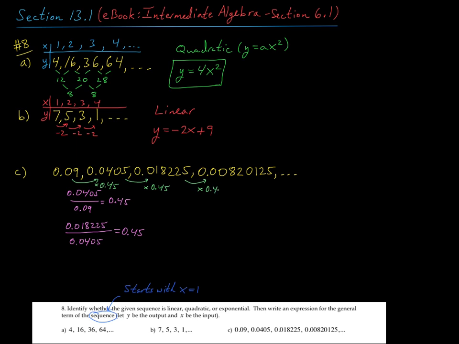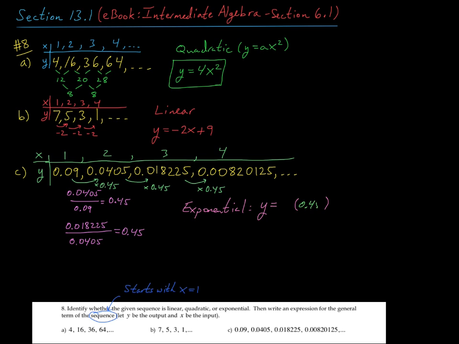Okay, so thinking about this now as a sequence, it starts off when x is 1, we get 0.09. When x is 2, you get 0.0405, so on and so forth. So we can write down now what we know. We know this thing is exponential. We know the multiplier, the base, is 0.45. So you can say it's y is equal to, and I'll leave a little space here, that multiplier is 0.45. And this can be raised to the x power.